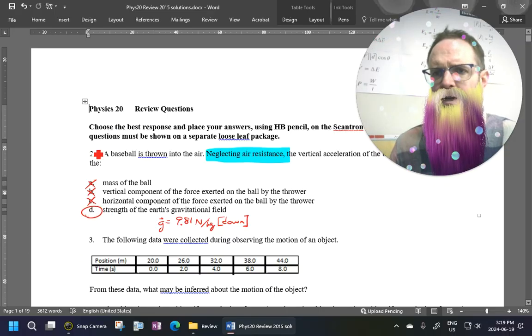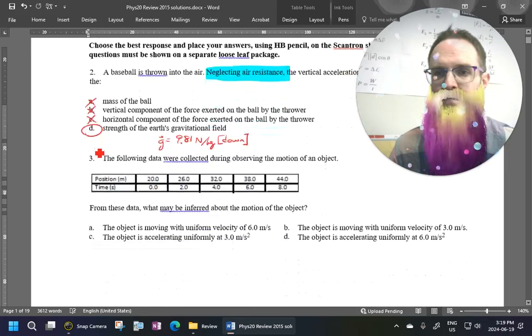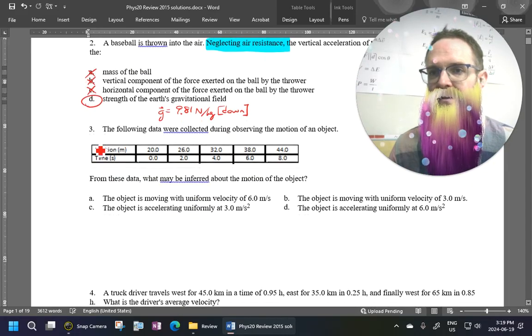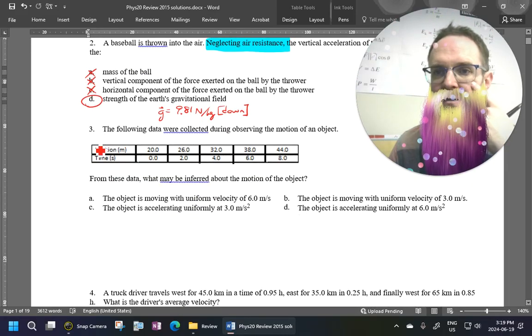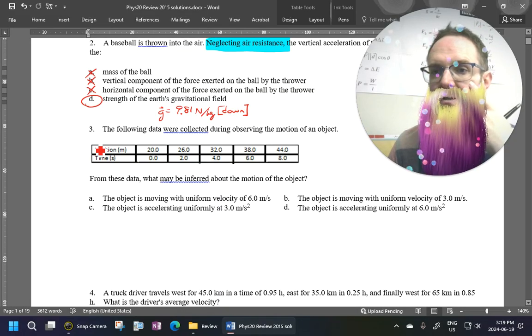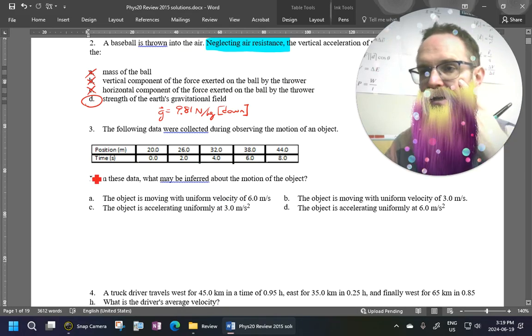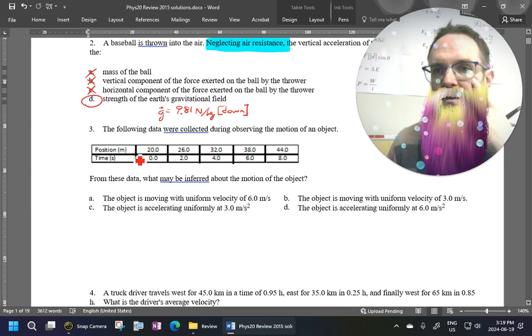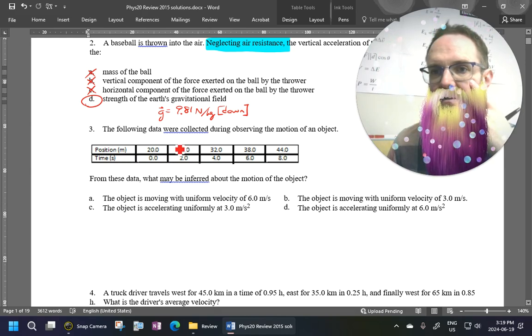I don't know where question 1 went off to. Whatever. The following data was collected during observations of the motion of an object. What can be inferred about the motion of this object? Okay, so let's see. We've got some numbers here. It's going up 2, 4, 6, 8, and then we look at the other numbers. They're going up by 6 each time.